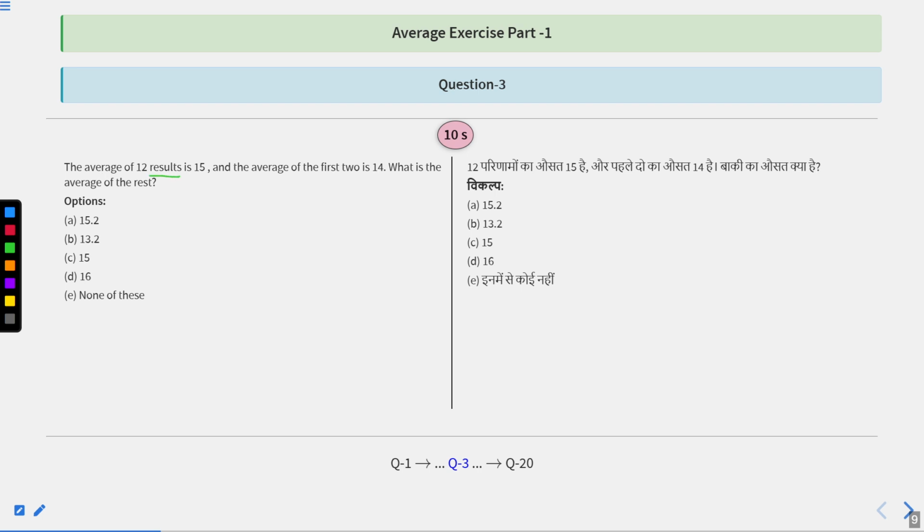The average of 12 results is 15 and the average of the first two is 14. What is the average of the rest? You have 5 options and 10 seconds to analyze the question. Your time starts now. Now time's up. Let's see the solution.